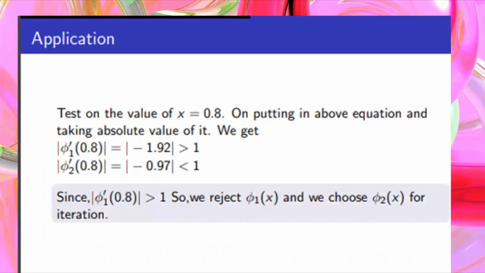So testing the value x is equal to 0.8 and putting it in the above equation, taking the absolute value of it, we get that this one is greater than 1 and this one is less than 1. Since phi 1 dash of x is greater than 1, we reject phi 1 of x and we choose phi 2 of x for this iteration.